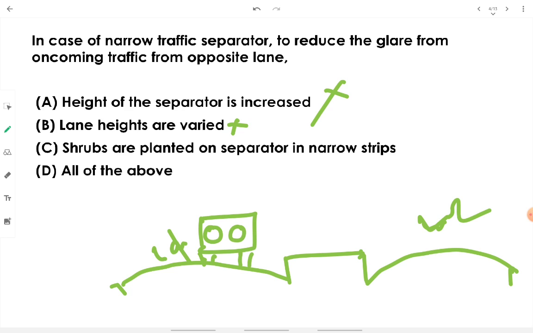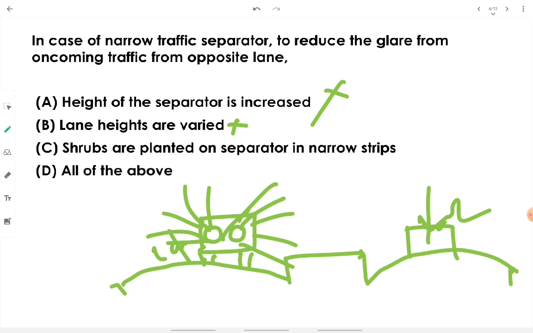For example, this is the oncoming traffic, then this will be the sharp light which will be produced by the oncoming vehicle, and the driver of the vehicle going in this direction will have their vision obstructed by this glare, by these sharp light waves. Now in order to block the passage of the lights from one lane to the other, what can we do? We can either build a wall, increase the traffic separator's height, or vary the height of the lanes, but it is totally impractical.